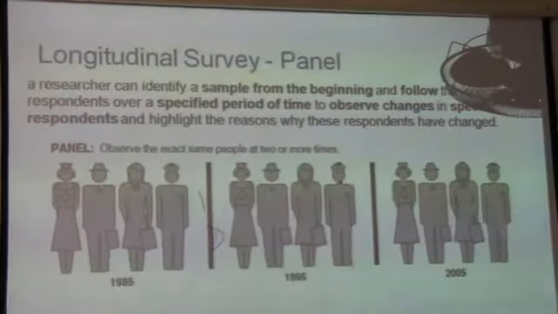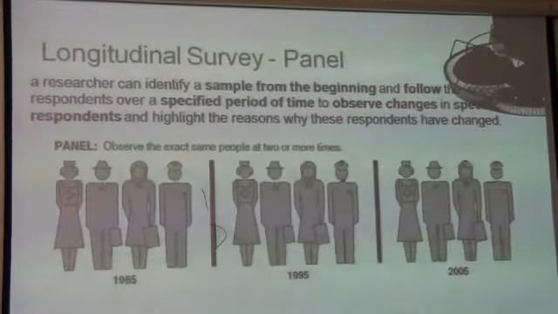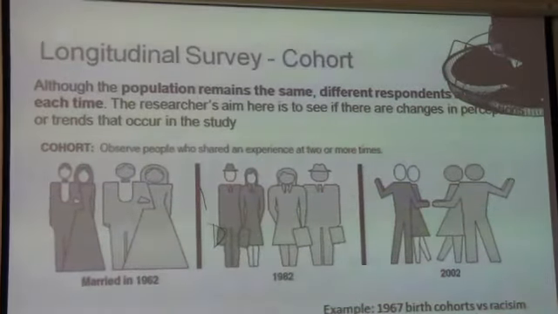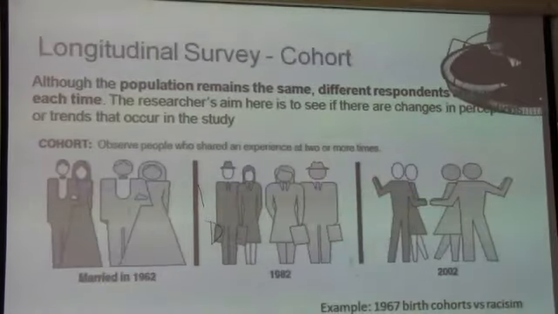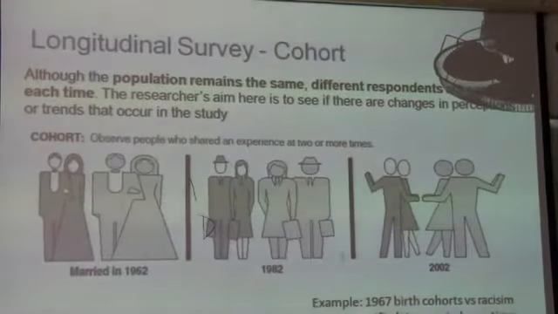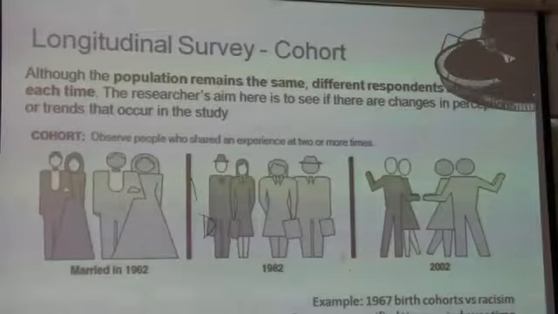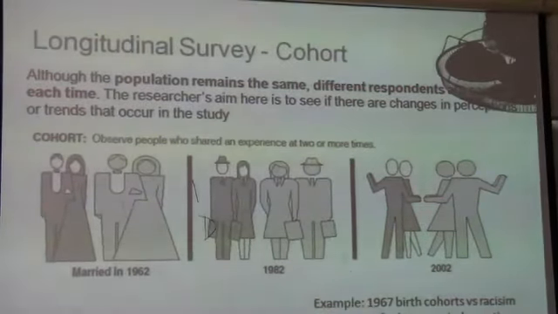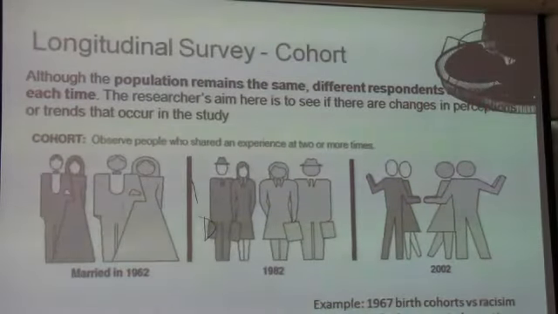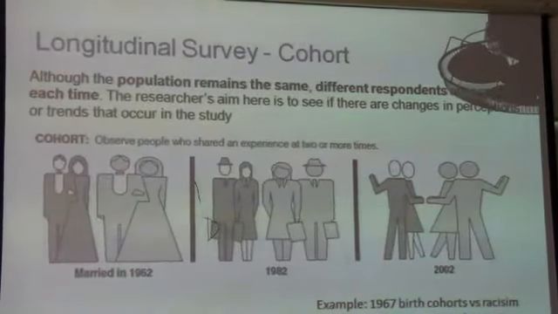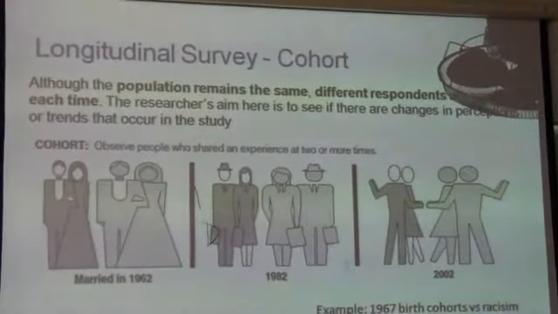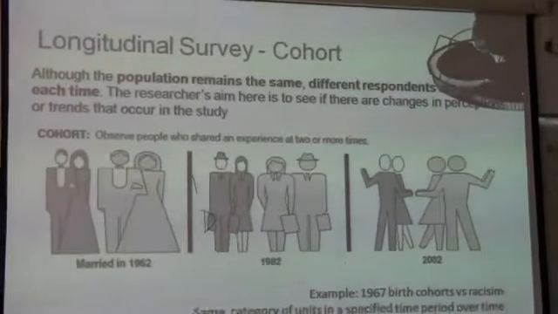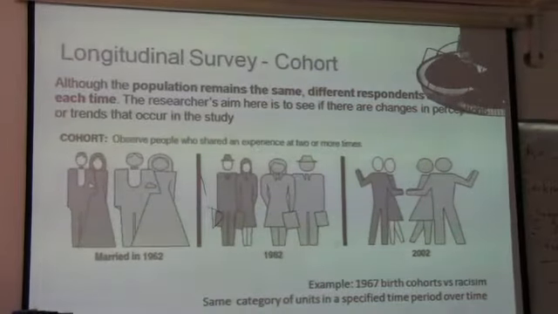But with the cohort study, you take a population like a class. Each time you pick a particular group. So you pick these 2 people here, you interview them. Another time you can pick these other 2 by the same class. So the population remains the same, but you are choosing different people within the population at each time that you come. So it's a cohort study. Now you are picking different respondents each time. The aim here is to see if there are changes in their perceptions or trends that occur in the study. Changes in their perception. So you ask different people.